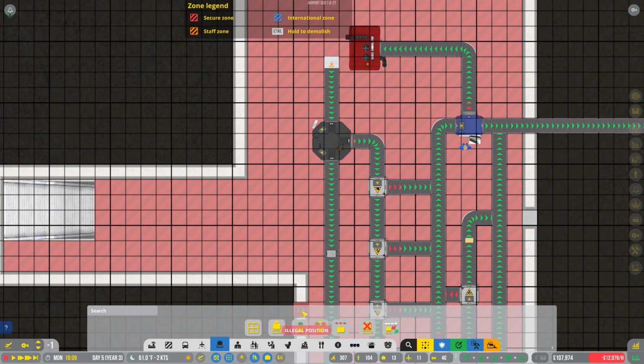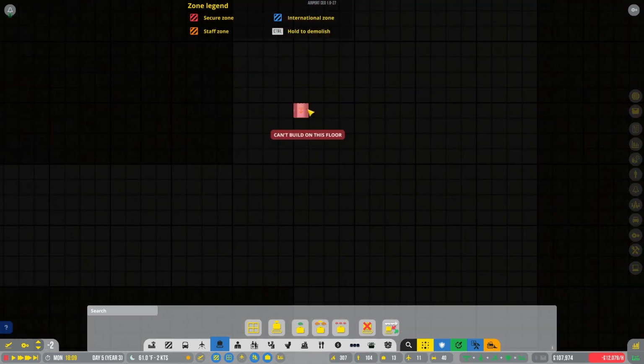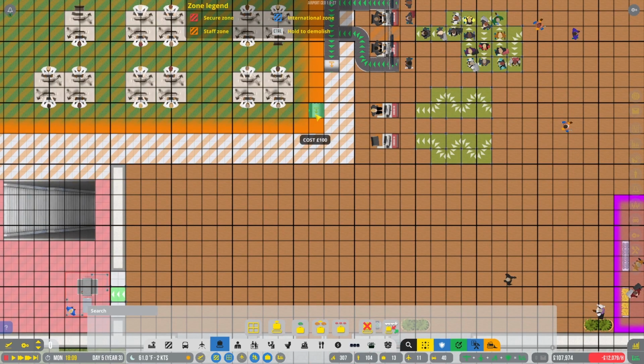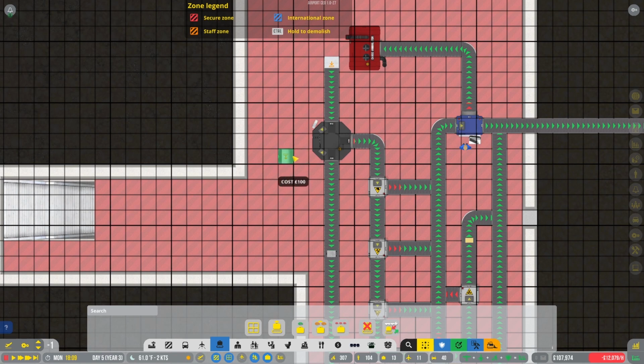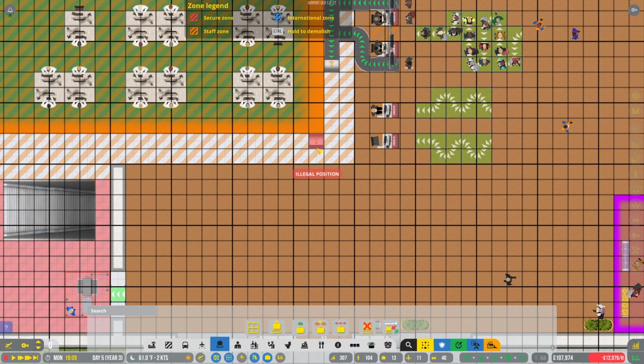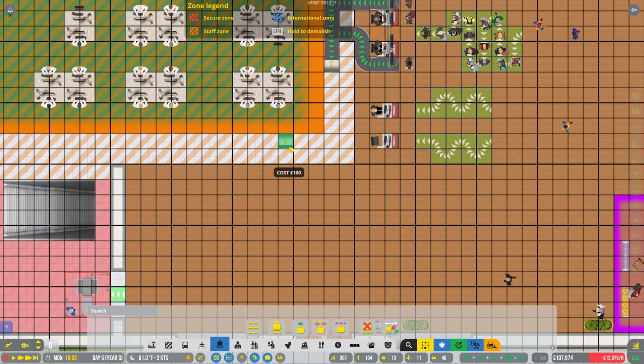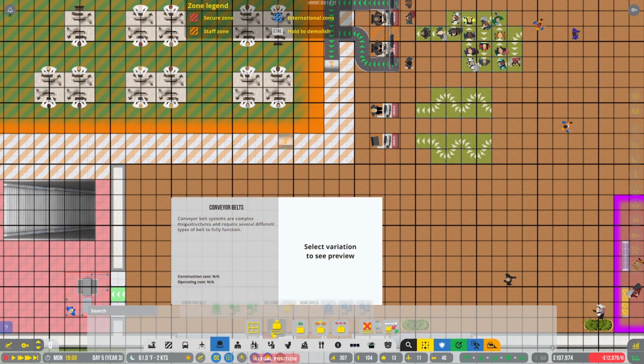But no, we're going to need a down, aren't we? That's the thing. Escalator down. Whoops. Would that work there, though? I'm not sure it would. So if we go down again, what we could do is have our down, if I rotate that, going that way, and then feed in there. I think that might work. Yeah, so you do need to be about there. That's cool. Right, so let's place down some conveyor belt.